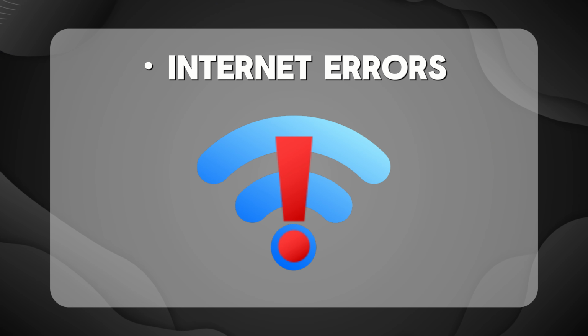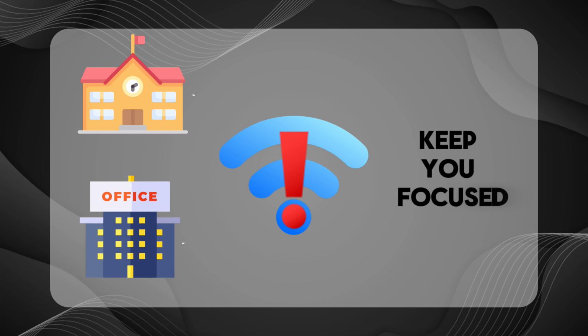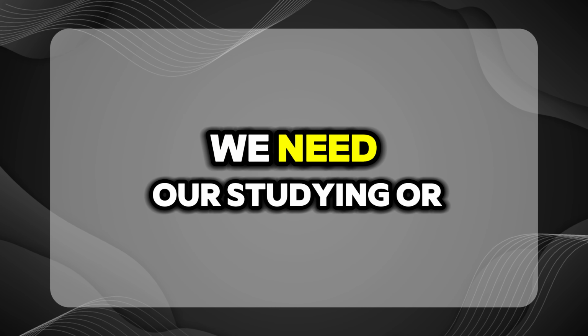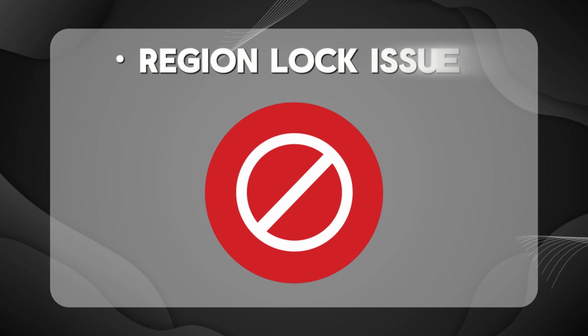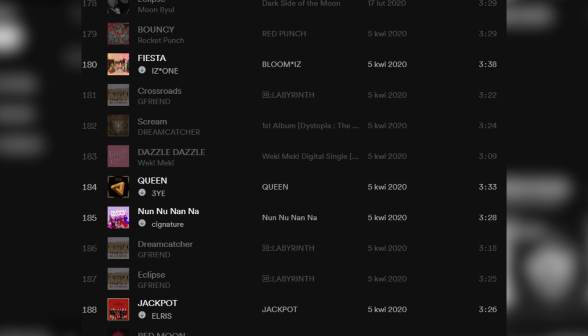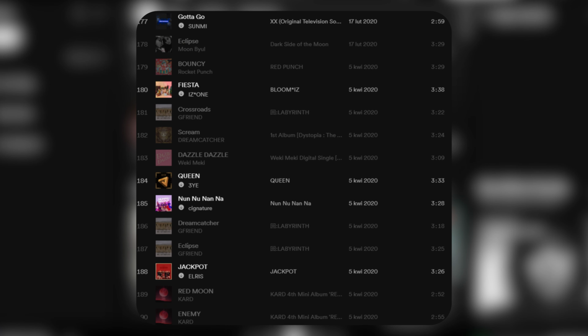Secondly, internet errors will lead to this issue. Your school or office Wi-Fi blocks Spotify to keep you focused. But let's be real, we need our studying or working playlist. The last one is about region lock issues. Ever found a song grayed out? Blame regional licensing. Artists or labels restrict music in certain countries.